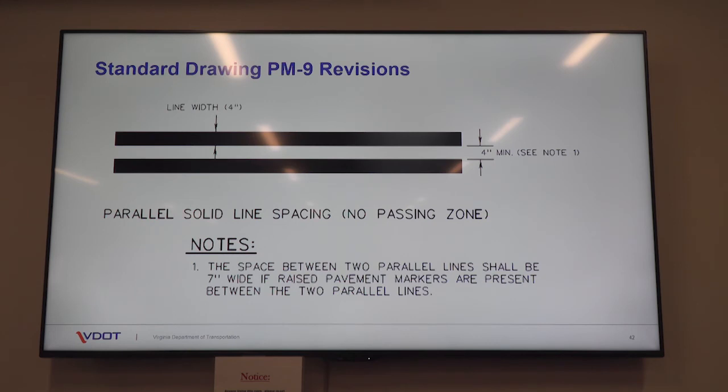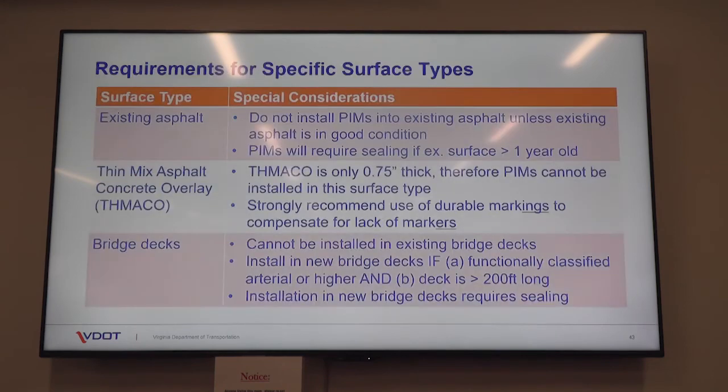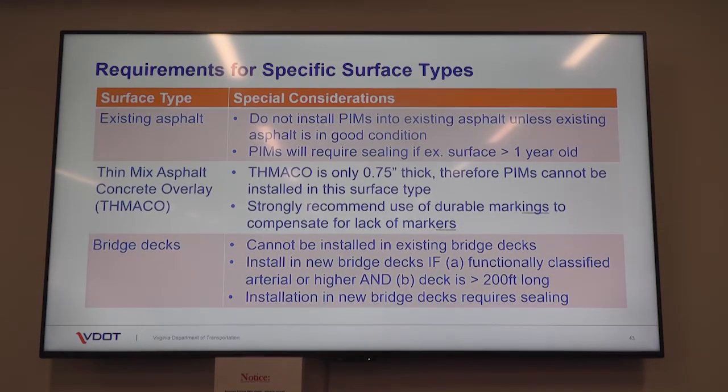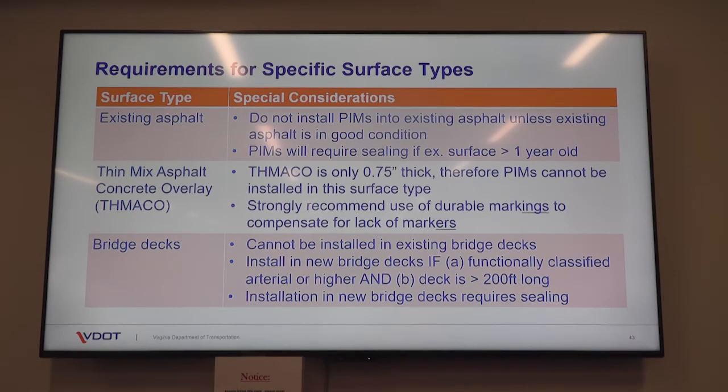Okay, just a few more slides. The next few sheets in your books include a table that shows the requirements for specific surface types. I'll try to go through these pretty quickly. In asphalt, you can use the same asphalt emulsion material that's used for rumble strips. So if you're applying both rumble strips and PIMs, it's the same emulsion. In concrete, you would use a clear sealant, similar to what you would use for waterproofing your bridge decks.